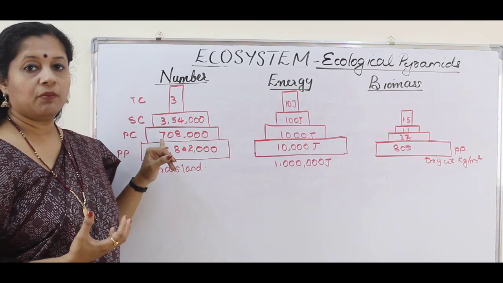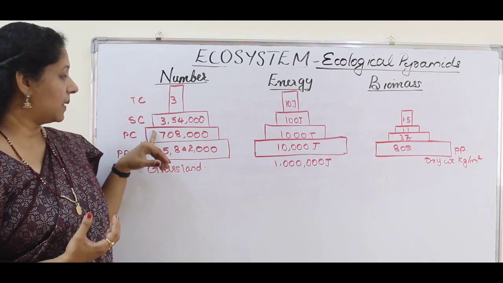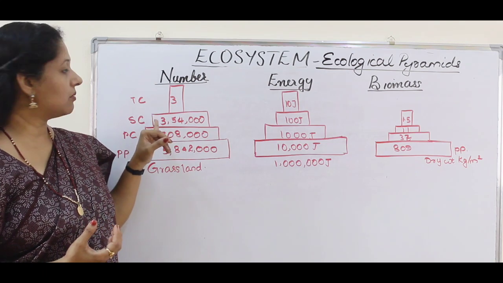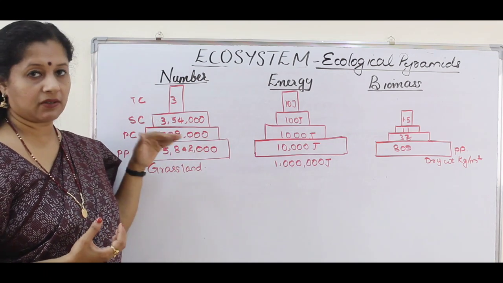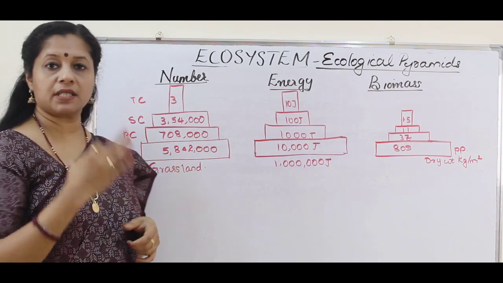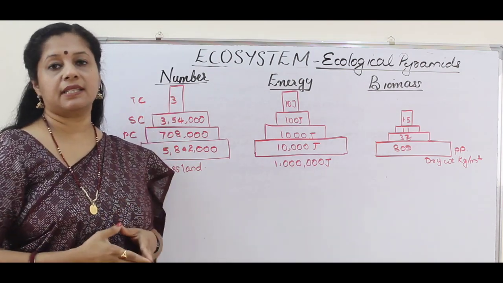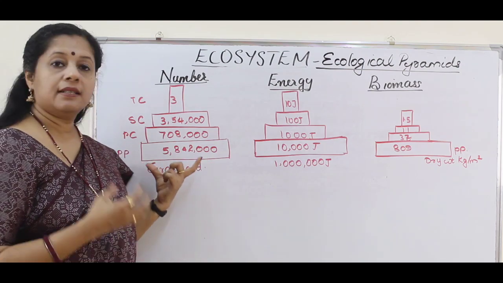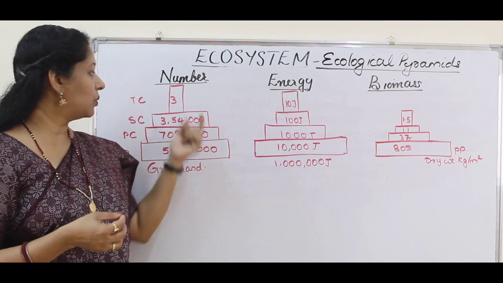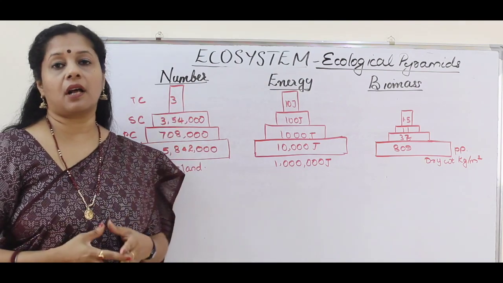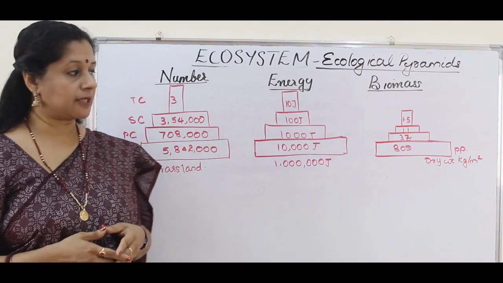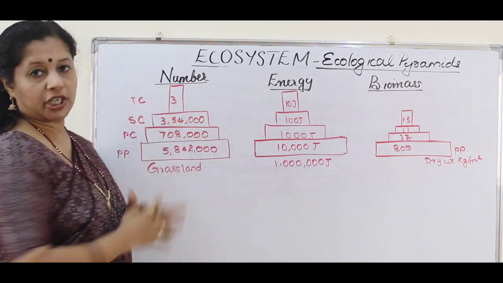Then primary consumers, whose number is actually very less, only 7,08,000. From there, the number of secondary consumers is becoming only 3,54,000, almost half of this. From 3 lakhs, the tertiary consumer is coming to 3. A sharp decline is happening here. Even though there are 6 million plants in that ecosystem, it can support only 3 top level carnivores here because of the loss of energy in different stages. So we are getting a pyramid shape here.